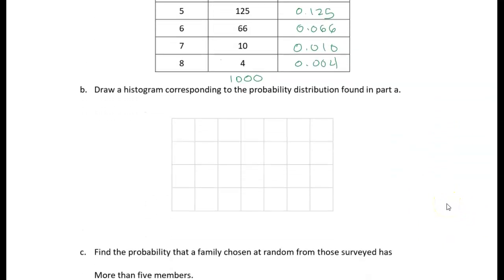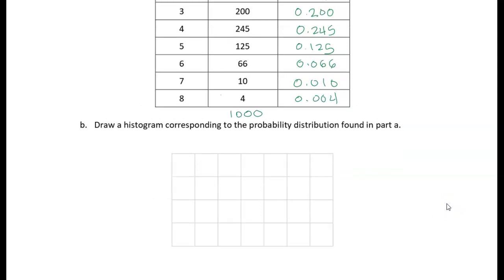So now let's draw a histogram. Let's take that data and put it in a nice visual form. Along the bottom here, this is going to be my family size. Family size, that's my random variable. So family size x. And I know that, based on the data that was gathered, I either had 2 or 3 or 4 or 5 or 6 or 7 or 8 people in the family. So I'm going to graph the random variable across the bottom. And then I'm going to graph the probability.